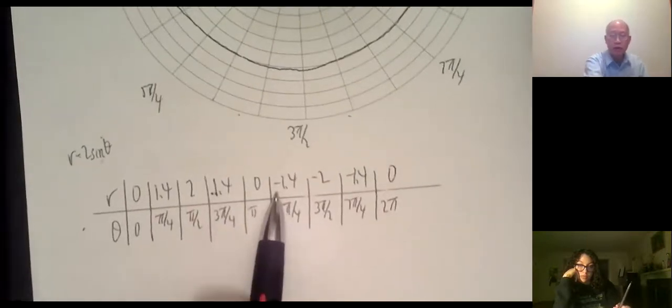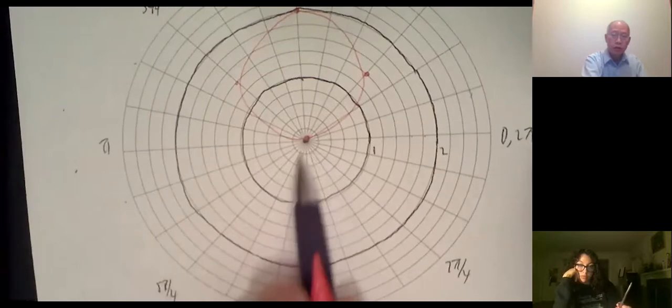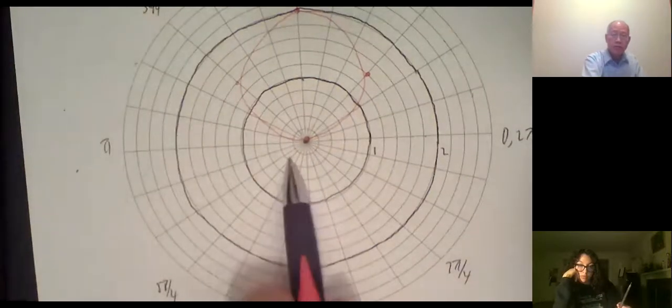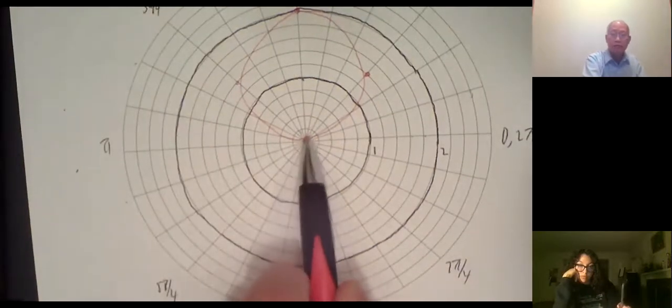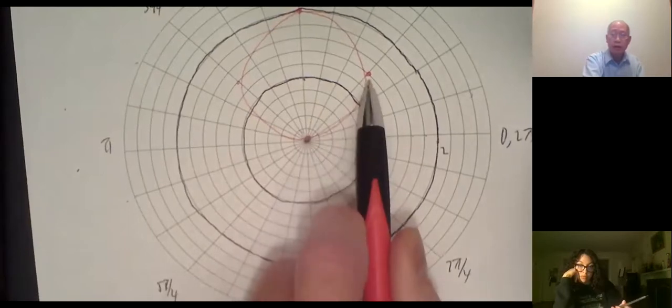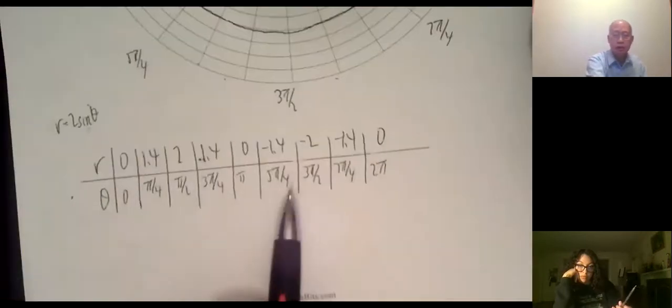5 pi over 4, negative 1.4. So here's 5 pi over 4, right? But because it's negative, I go back 1.4, which is 7 circles back. Oh, I already got it. There it is. Same for all the rest.